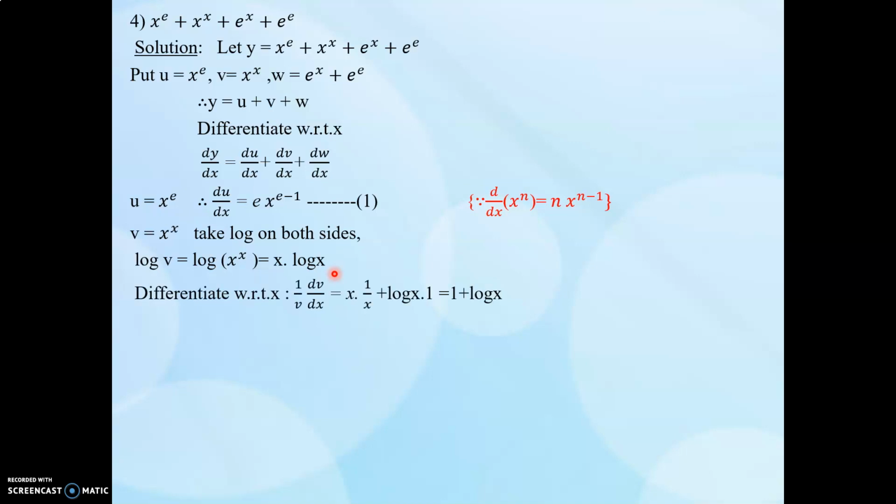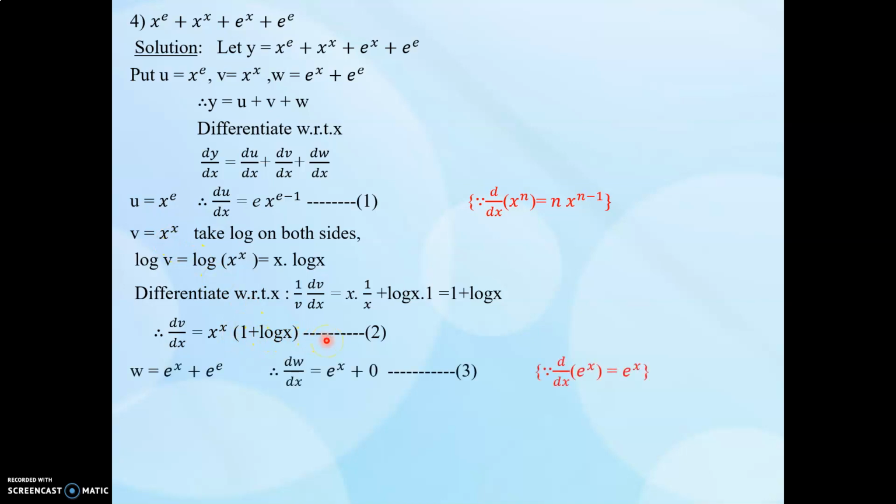Now taking derivative of this one with respect to x. So 1 upon v dv upon dx is equal to first function x into derivative of log x, which is 1 upon x, plus log x into derivative of x, which is 1. Now x cancels. So 1 plus log x is the answer for this one. And cross multiplying, dv upon dx is equal to v times this, that is v is equal to x raised to x. So x raised to x into 1 plus log x, that is equation number 2. Now w is equal to e raised to x plus e raised to e is the third term. So the derivative of this term is e raised to x itself, and e raised to e derivative is 0.